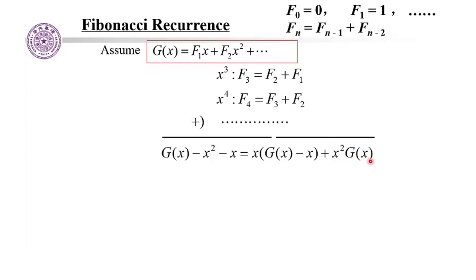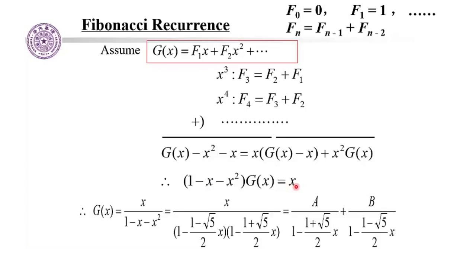So now we've got the equation about g(x). Let's simplify it first. It's (1 minus x minus x squared) times g(x) equal to x. So the answer is g(x) equal to x over (1 minus x minus x squared). And here we want to expand it into a sum of two fractions, so we need to perform some transformation on the denominator.